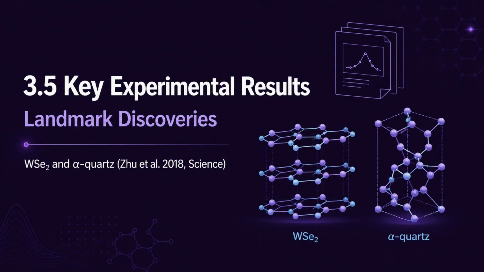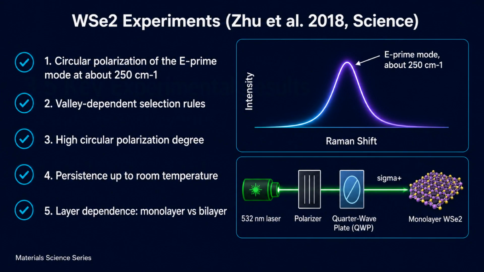Let's now examine the key experimental results that confirmed chiral phonon predictions. We'll focus on landmark experiments in monolayer WSe2 and bulk alpha quartz. The landmark experimental observation of chiral phonons was reported by Zhu and colleagues in 2018 in Science. They studied both monolayer WSe2 and bulk alpha quartz.